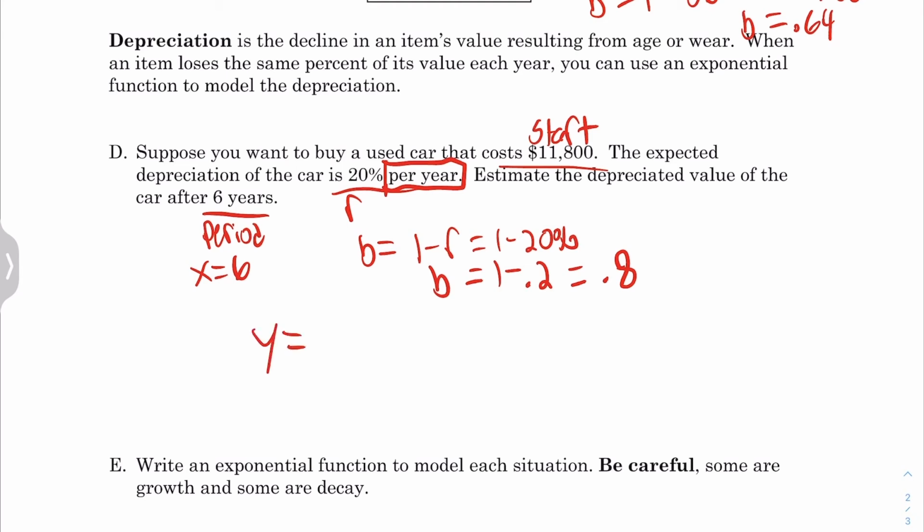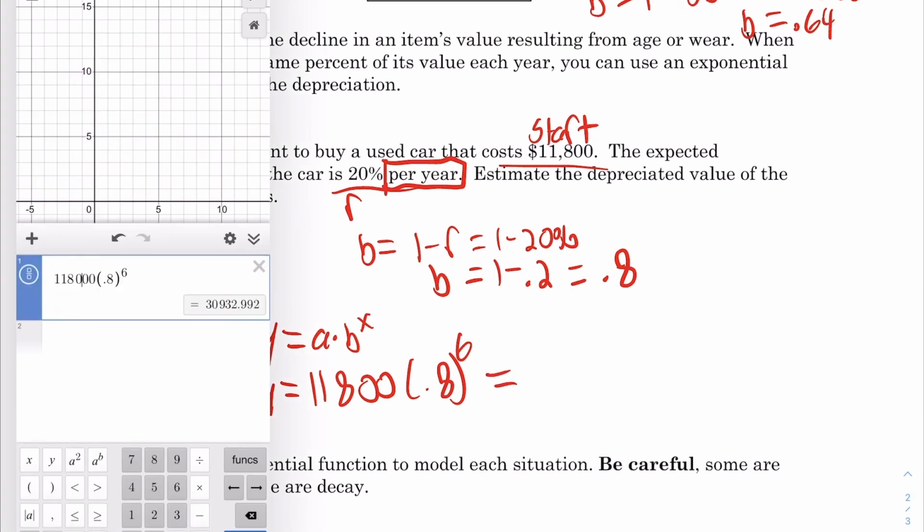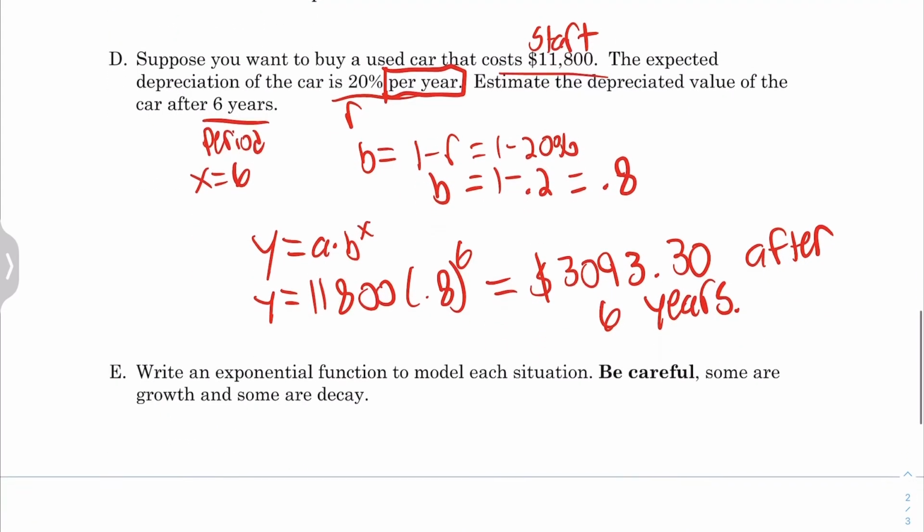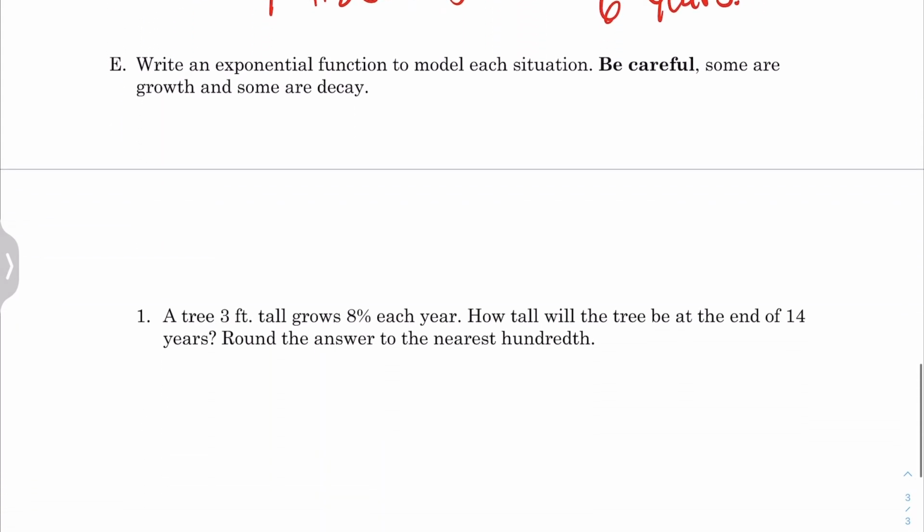We'll use our equation, y equals a times b to the power of x. And then when we plug in our numbers, we'll get 11,800 times 0.8 to the power of 6. $3,093.29. It's going to round up to 30. After 6 years. Let's see how many more examples we can do in the next 4 minutes.